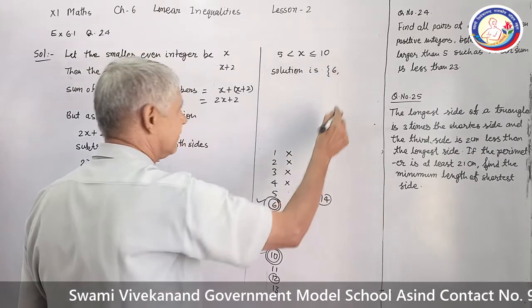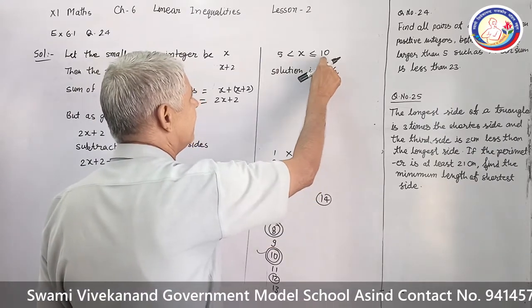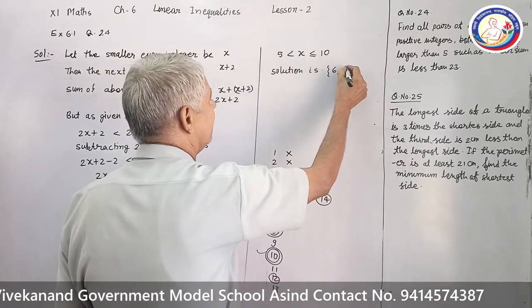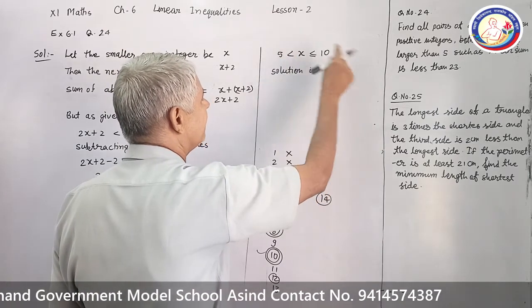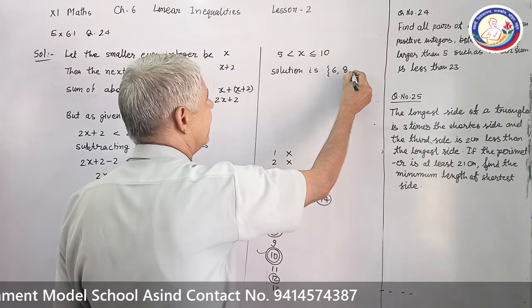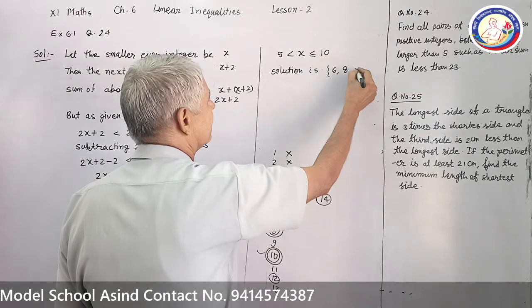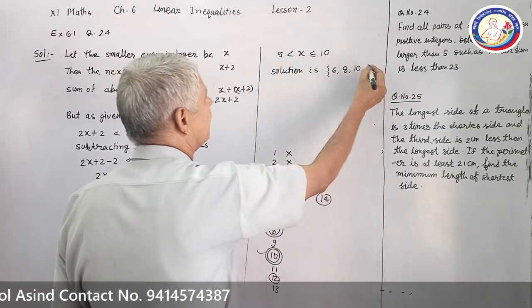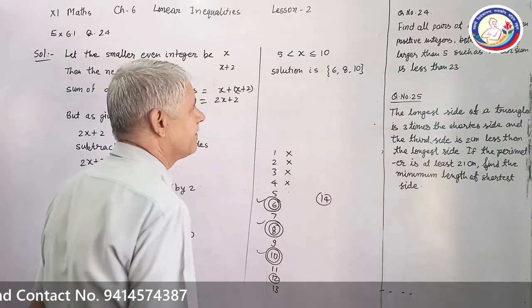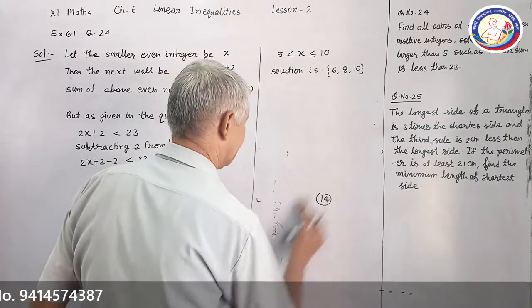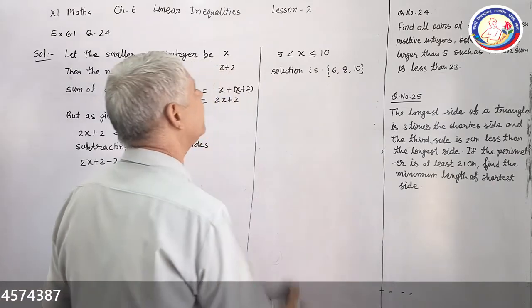First is 6, it is greater than 5 and less than 10 and 1 by 2. Again, 8 is greater than 5 and less than or equal to 10 and 1 by 2. Third is 10, that is equal to 10 and it is greater than 5. So this is the set of solutions.